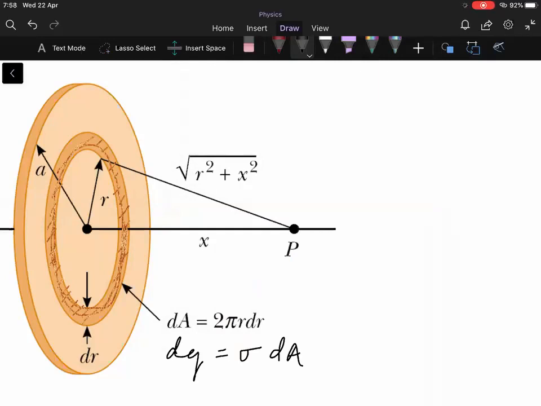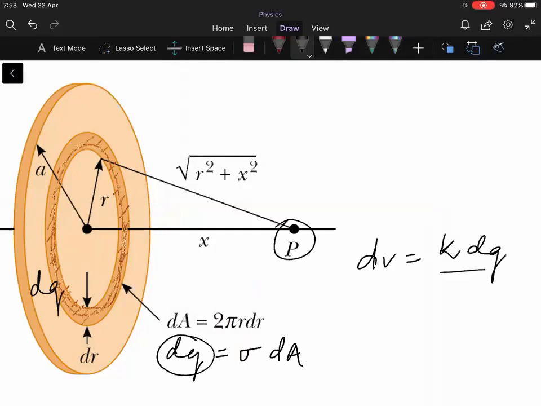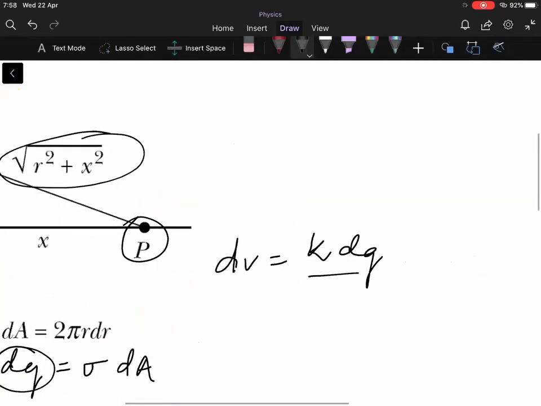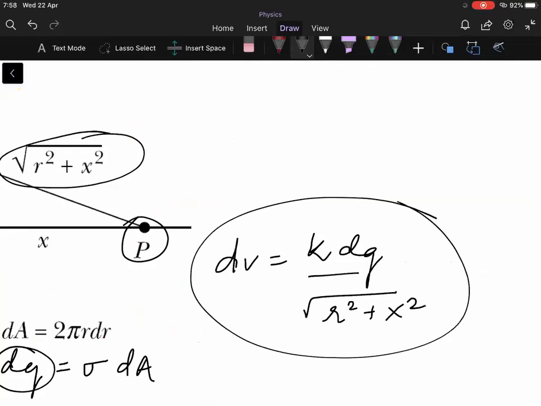So dq you know. Now this charge dq on the ring will have a potential at point P given by kq. In this case, we will take the charge on the ring as dq, upon this distance, under root of r square plus x square. This is the potential due to an elemental ring. Now, if you wish to find out the total potential, what will you do? You will integrate this elemental potential with proper limits of r.